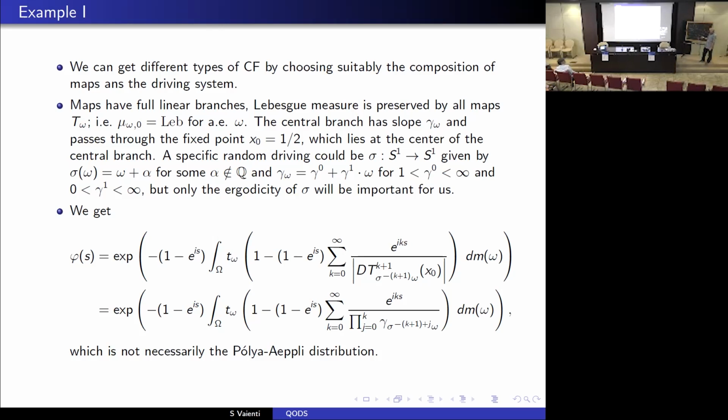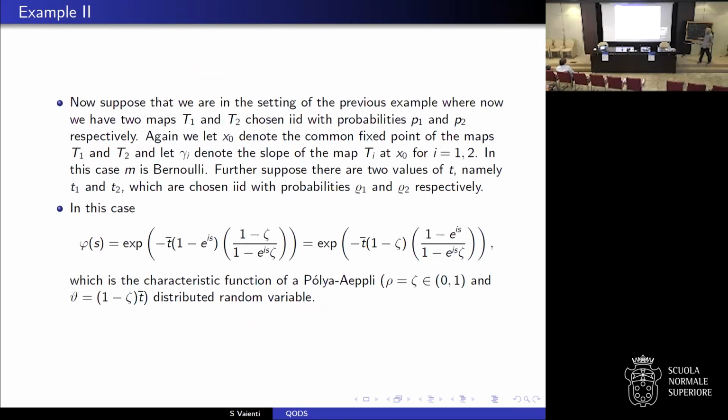And this is the characteristic function. It's not the characteristic function of a standard Poisson, nor of a Pólya-Aeppli. We don't know to what distribution this is associated, because it's really difficult to apply the Lévy formula to come back. But it's a general distribution. The second case is easier because in this case we have, okay.